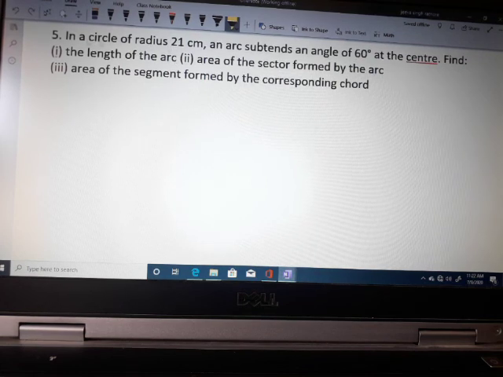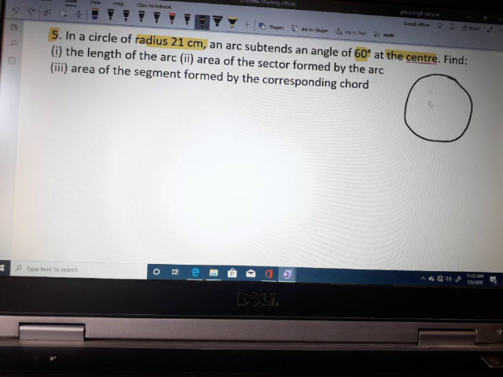In a circle of question number 5, a circle of radius 21 cm subtends an angle of 60 degree at the center. Find the length of the arc, the area of the sector formed by the arc and the area of the segment formed by the corresponding arc. So simply, you have to find 3 things easily in every question. Simply make this circle. It makes an angle of 60 degree at the center. Radius of circle is given 21 centimeter.